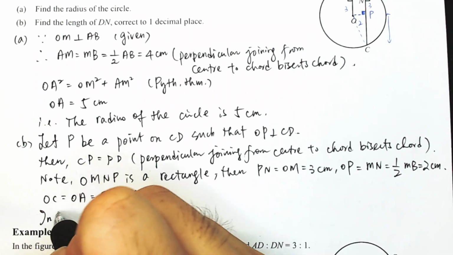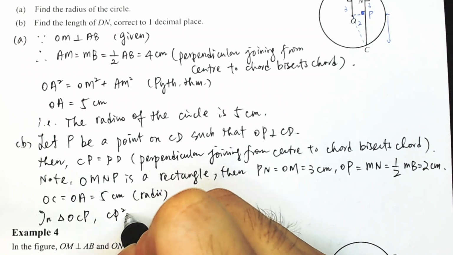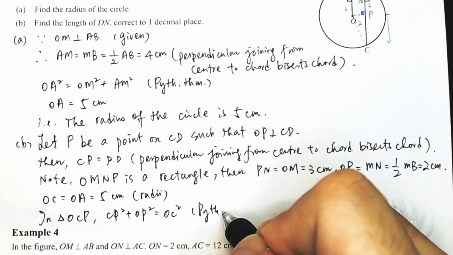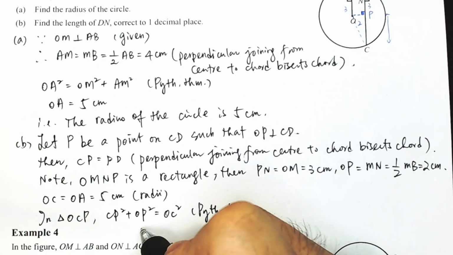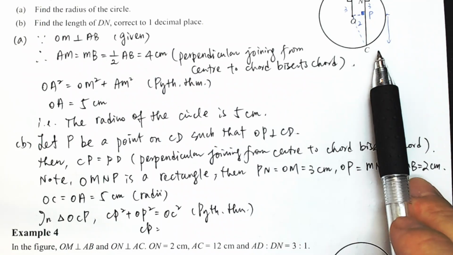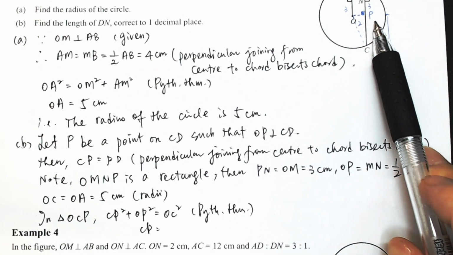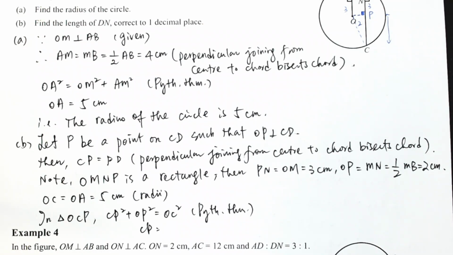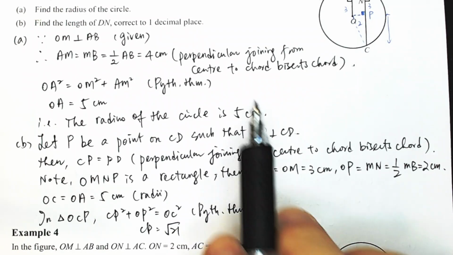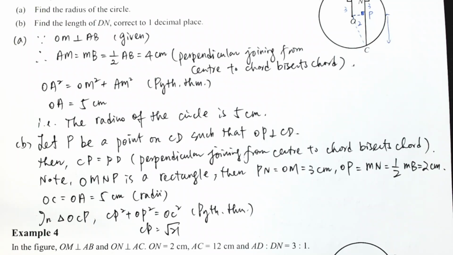Then we can use Pythagoras theorem on triangle OCP. So CP square plus OP square is equal to OC square, Pythagoras theorem. And to save space, you know that OC is 5 and OP is 2. So you get 25 minus 2 square. So CP is root of 21. And that's why you are asked to find the length of DN correct to 1 decimal place.